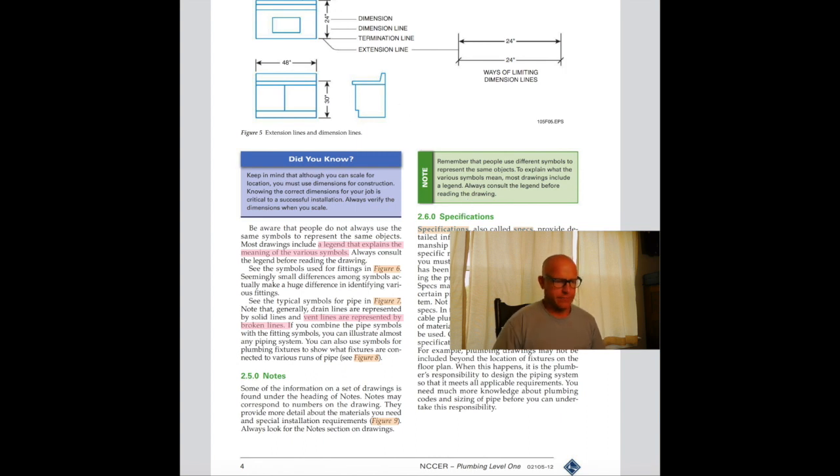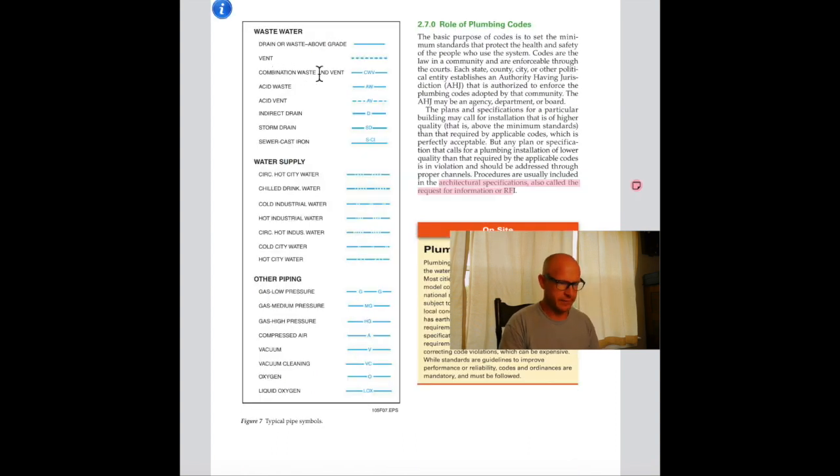Another note, vent lines, and we'll see some of those in some of our drawings. Vent lines are typically dashed lines. I think there's a figure here. I'll show you on the next page. Yeah, there we go. Vent, there you go. It's a broken line. Alright, another note here. Architectural specifications are also called the request for information. Remember, RFI, architectural specifications.